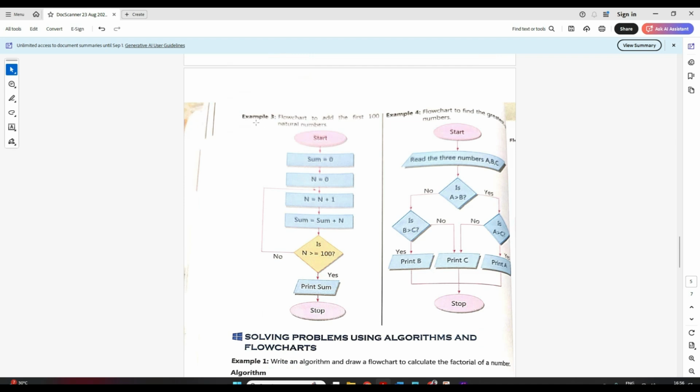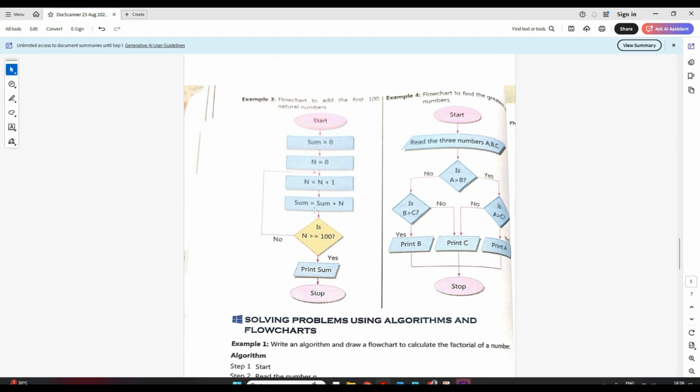Okay. Now the third flowchart is to add the first 100 natural numbers. So see, before we understand this flowchart, we have to understand the logic of how to do this. How can you add the first 100 natural numbers? Let's see how we can do that.